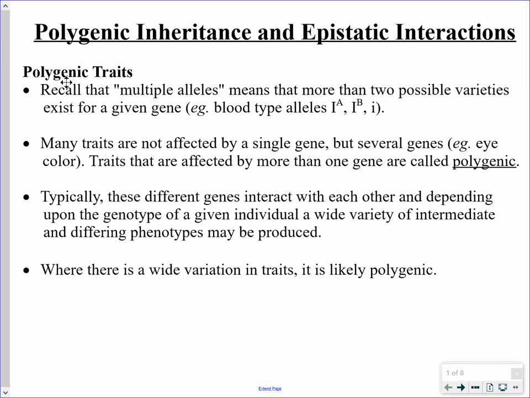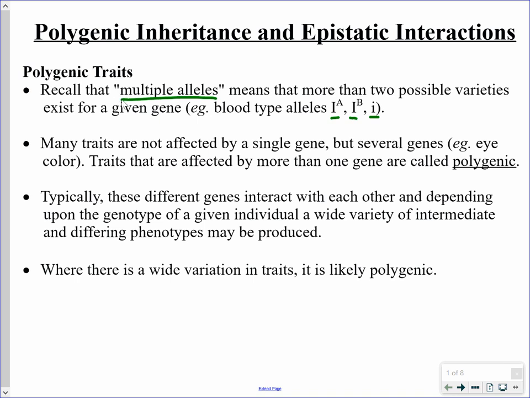We later saw that in some cases we could have a gene that has more than two different possible versions or alleles. One that we looked at was the human blood typing, the ABO blood typing system. And we saw that there are three different possible alleles for this one single gene. But now what we're going to talk about is traits that are controlled not just by a single gene and possibly more than two different alleles, but traits that are affected by more than a single gene.